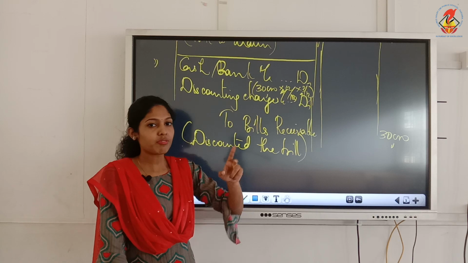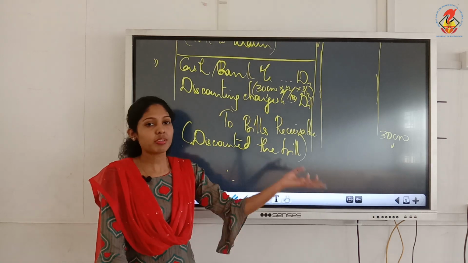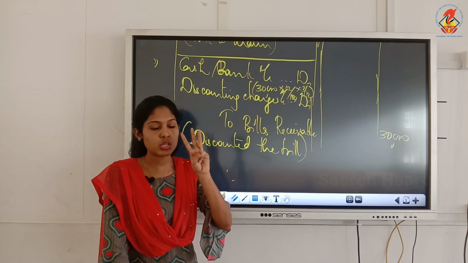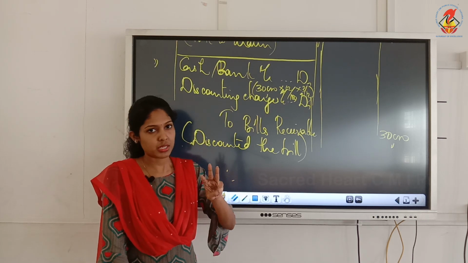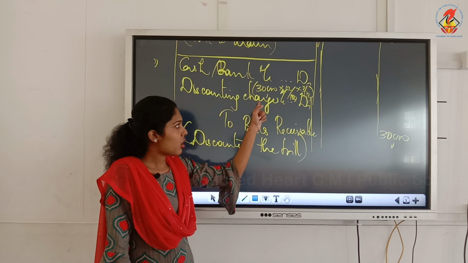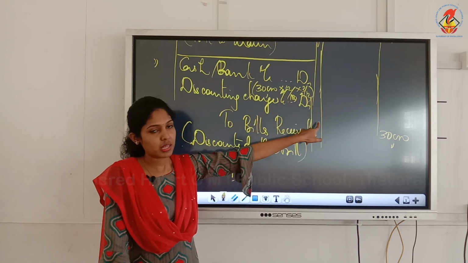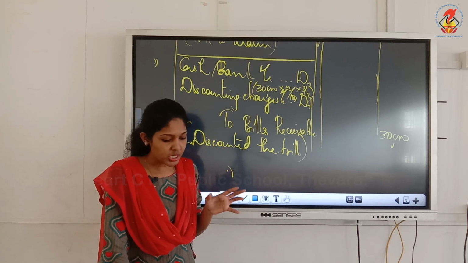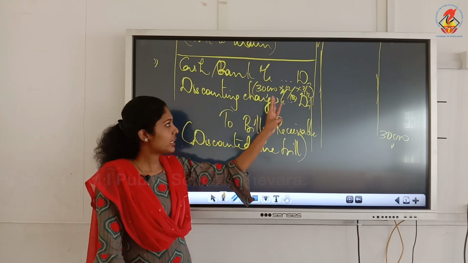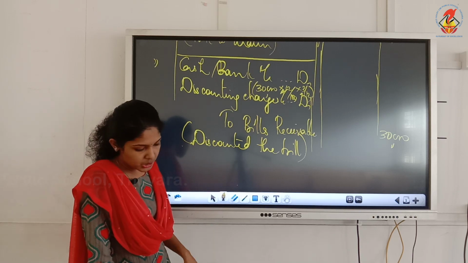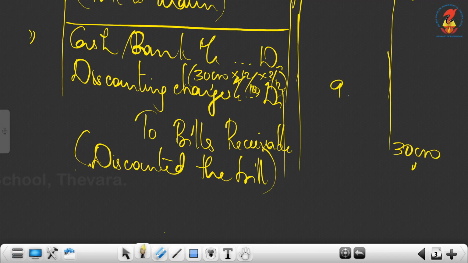Understood? If you are discounting with the bank after 2 months, then your remaining period will be only 1 month, because altogether we have only a time period of 3 months. Okay, so always compute discounting charges on the remaining period of the bill. Here we have discounted on 1st July itself, so we have the entire 3 months. So this is how you have to do the discounting charges calculation, and that is 900.